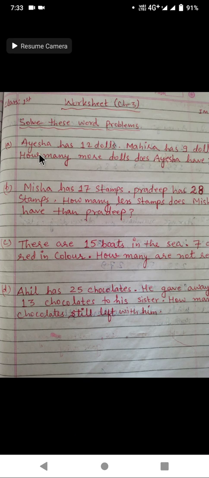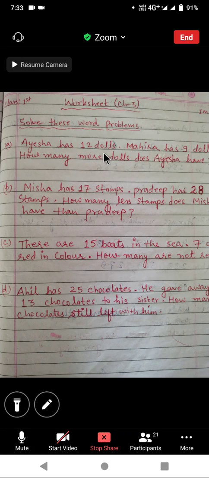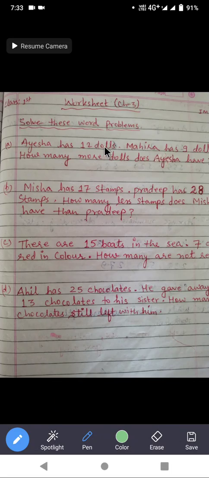So in question 1, Aisha has 12 dolls. Mahira has 9 dolls. How many more dolls does Aisha have? Okay. So what information we have? Aisha has 12 dolls. Okay. And Myra has 9 dolls. How many more dolls does Aisha have? So we all know that 12 is greater than 9. Okay. Who is having 12 dolls? Aisha. So it means Aisha has more dolls. But we need to find out how many more she has.